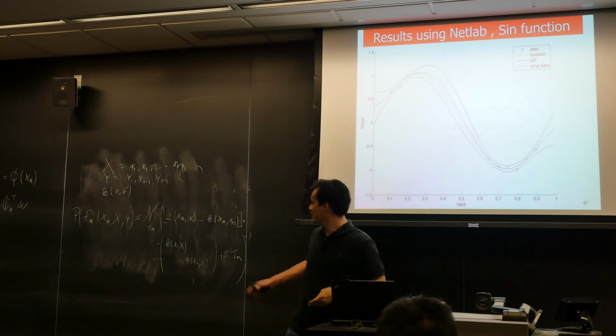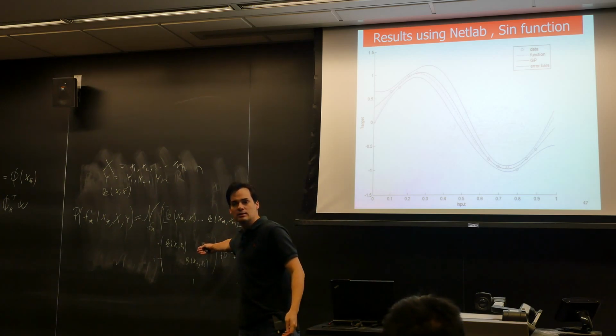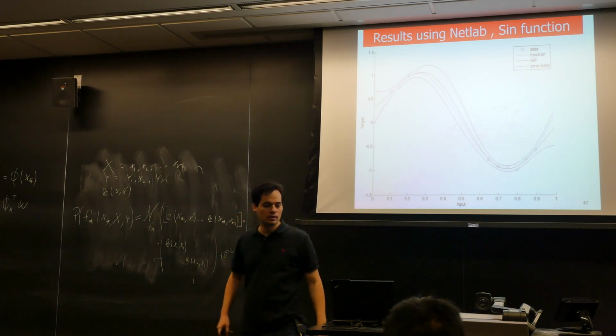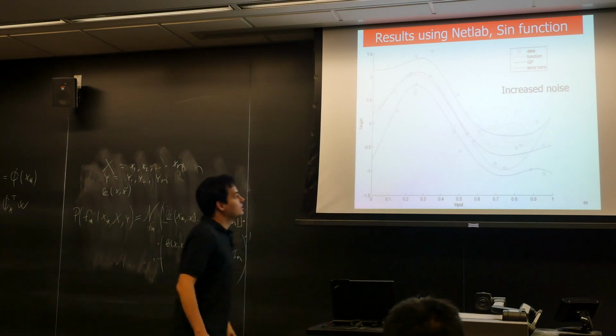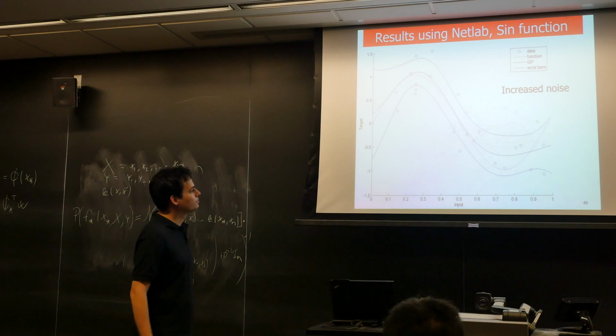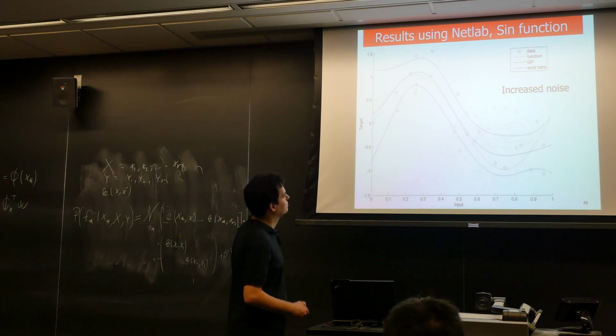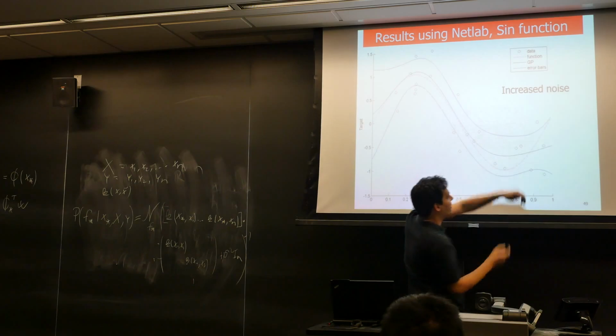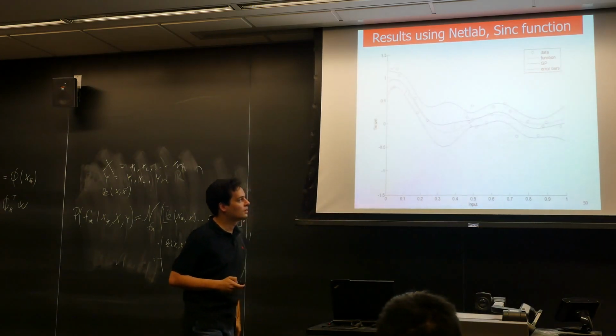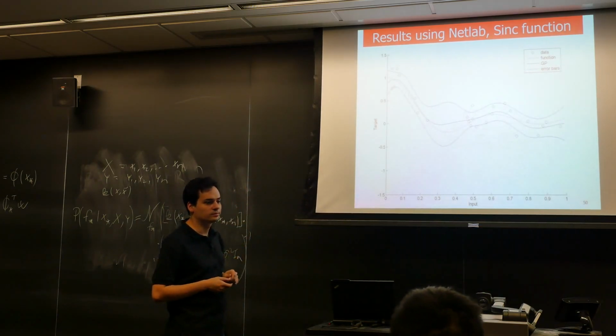The benefit of that is you will just need to invert an n by n matrix. Okay. And this is just an example where I increase the noise. Then you can see that these variances are higher as well. And this is just another example.